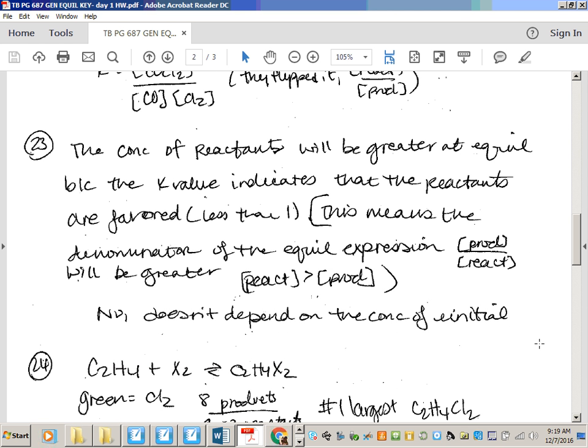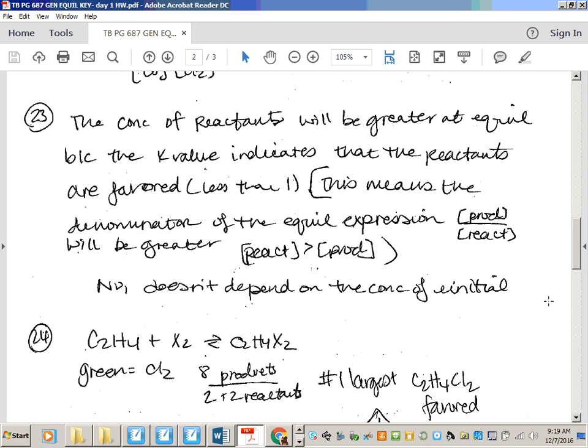I might have to look at the question. The concentration of the reactants will be greater at equilibrium. Oh, this is about the relative differences between the reactants and products. I might have to pull the questions, guys, because I don't have it memorized. If I leave that there for a second, whoever asked me 23, check. I only have the book out at this point. 680 something.